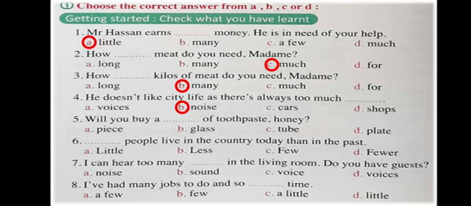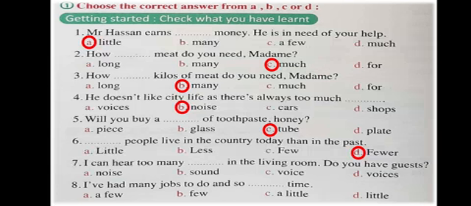Of course, you can pause the video, answer first, then continue the video to check your answer. 5. Will you buy a piece of toothpaste? Honey, piece, glass, tube, plate? The answer is tube. Toothpaste comes in tubes. 6. Fewer people live in the country today than in the past. Little, less, few, fewer. We have the comparison fewer because of that. People is countable, so fewer people live in the country today than in the past.